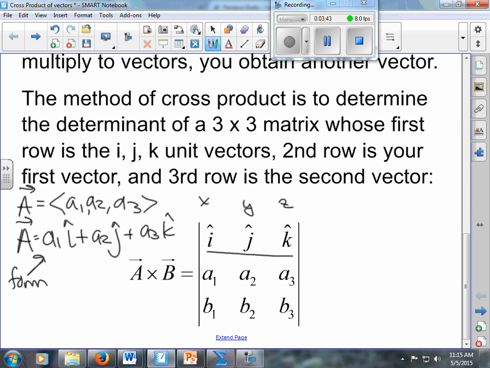So we're going to do a determinant, and you just learned how to do determinants. It's just another determinant where your first row is I, J, and K, your second row is your first vector, and your third row is your second vector. In the vector product, A cross B and B cross A are not the same. They're similar, and there's one thing that's different about them: their components are the same, and they just point in opposite directions.